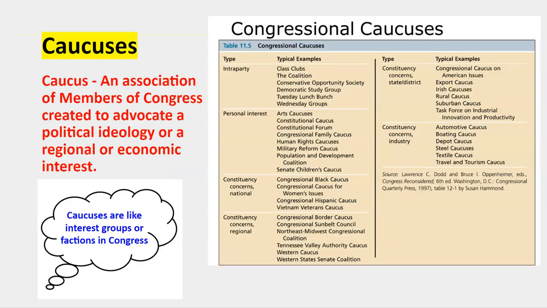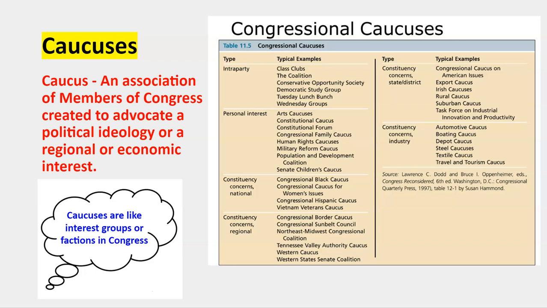Now, I mentioned caucuses earlier, and I want to come back to that. Caucuses are basically associations for members in terms of areas of interest. This could be a political interest, a regional interest, an economic interest. So think of them like factions in Congress. Think of them like an interest group in Congress.